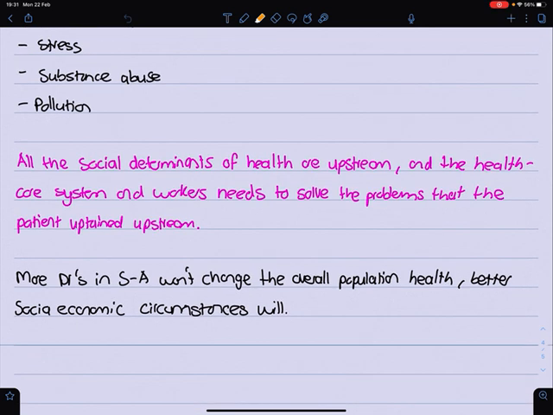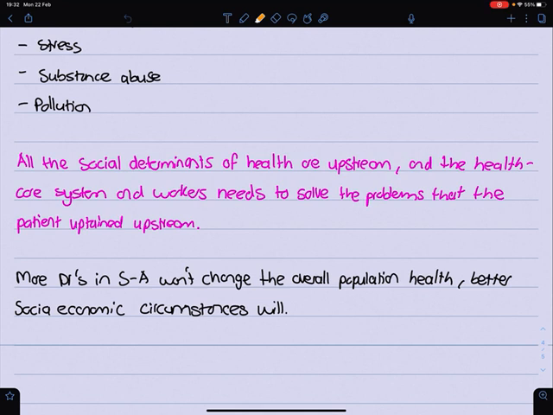All the social determinants of health are upstream. The healthcare system and workers need to solve the problems that the patient obtained upstream, so what the patient picked up in his living conditions or at work. More doctors in South Africa wouldn't necessarily change the overall population health, but better socio-economic circumstances would. A doctor can only treat one patient at a time, whereas a change in the socio-economic standing of populations will have a major effect on the health of millions of people.